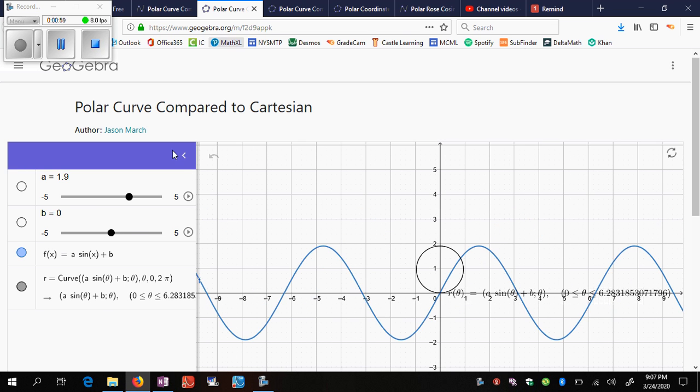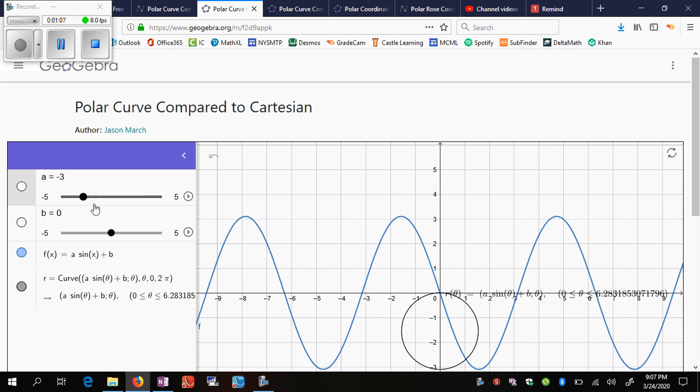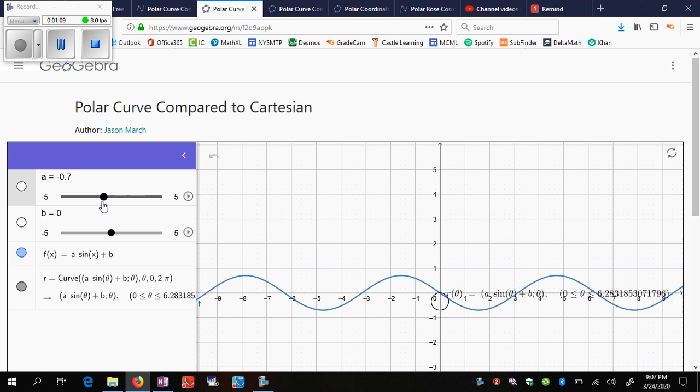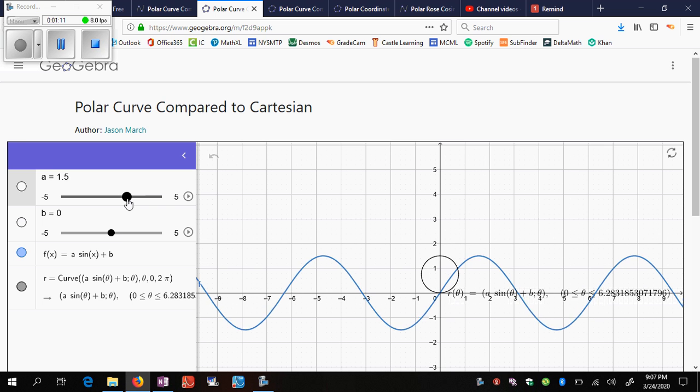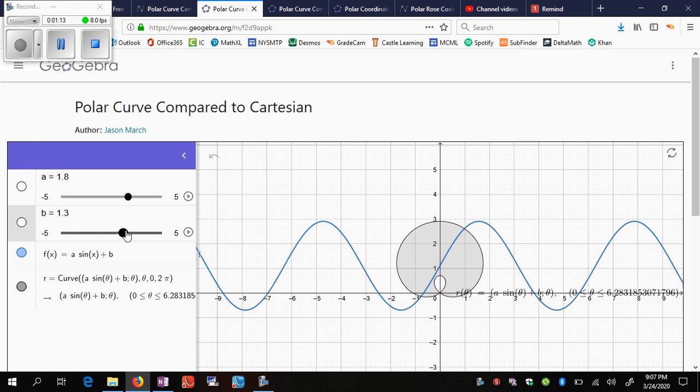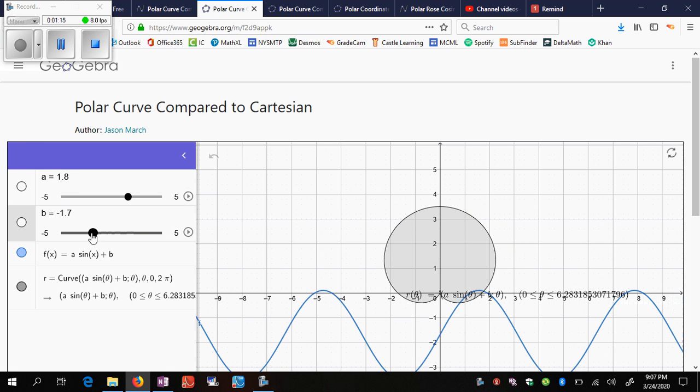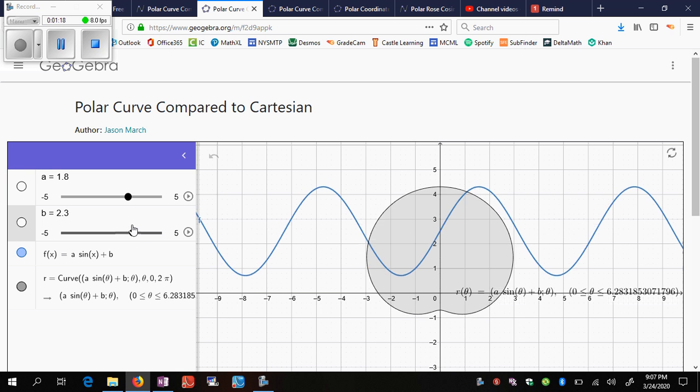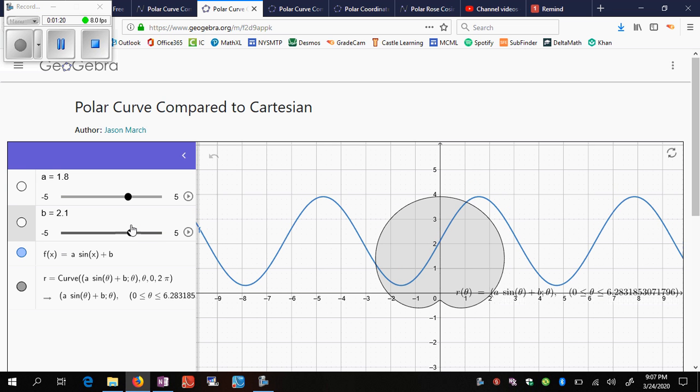And then sine, here's a sine polar circle. But if I make the amplitude bigger or negative, now you can see that the sine ones are going to be symmetric over the y-axis. And again, if I shift the midline, you can see it still has that symmetry about the y-axis. So the same actually holds for the polar rose.